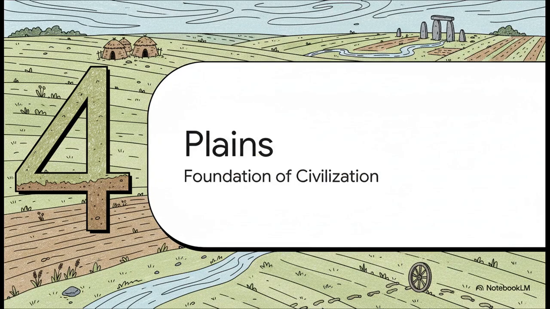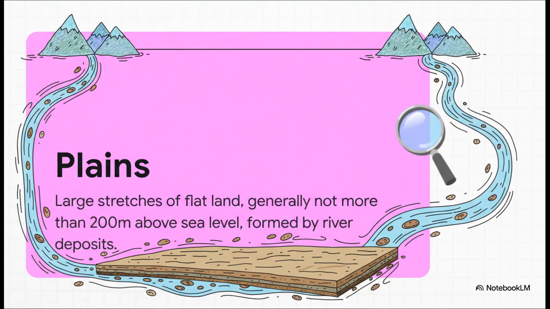And that brings us to our final major landform, the one that has been the foundation for so much of human civilization, the plains. Plains are just these huge stretches of flat or gently rolling land, usually not more than 200 meters above sea level. Most of them are formed by rivers. As rivers flow down from the mountains, they act like conveyor belts, carrying all this eroded material with them. When the river slows down on flatter ground, it just drops its load of sand and silt, building up the plain, layer by layer, over thousands and thousands of years.